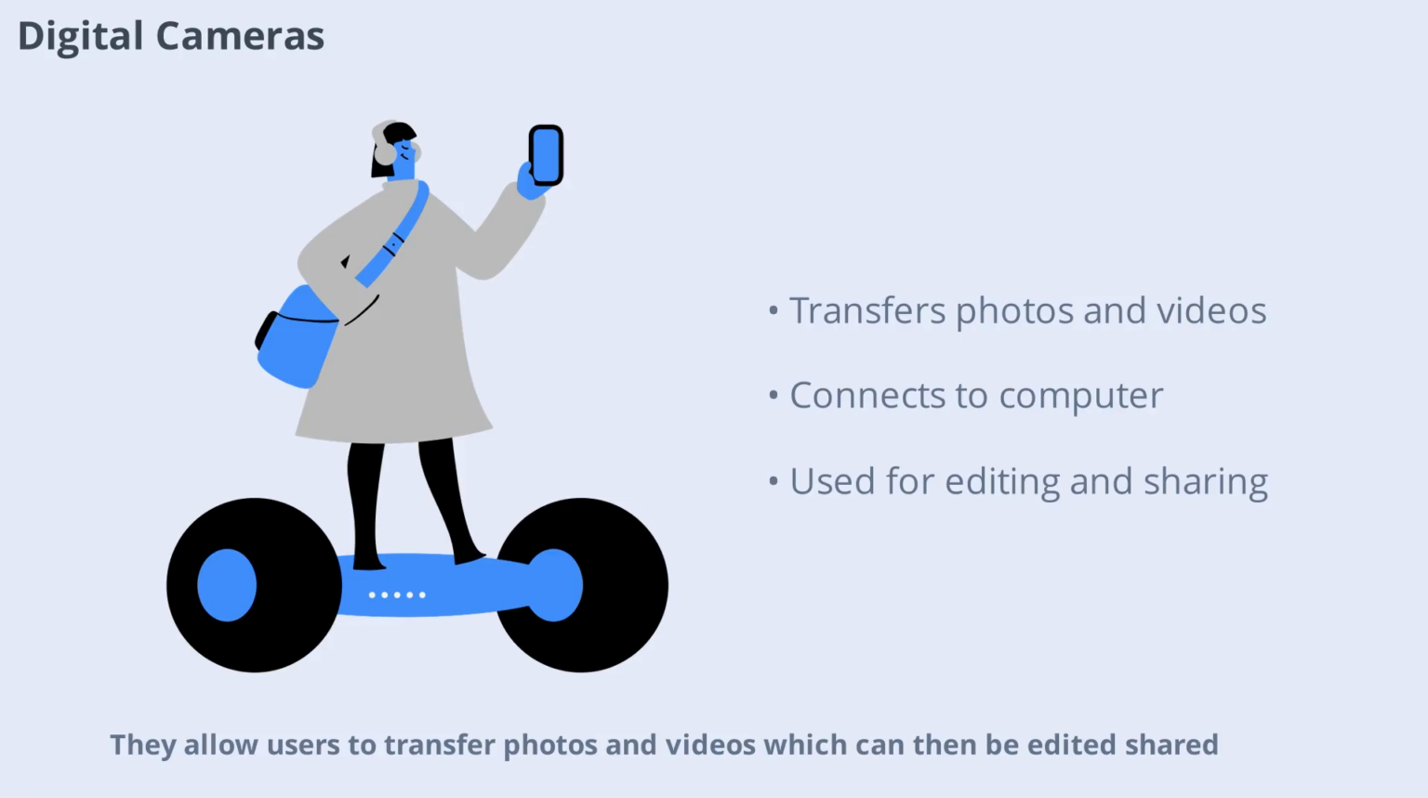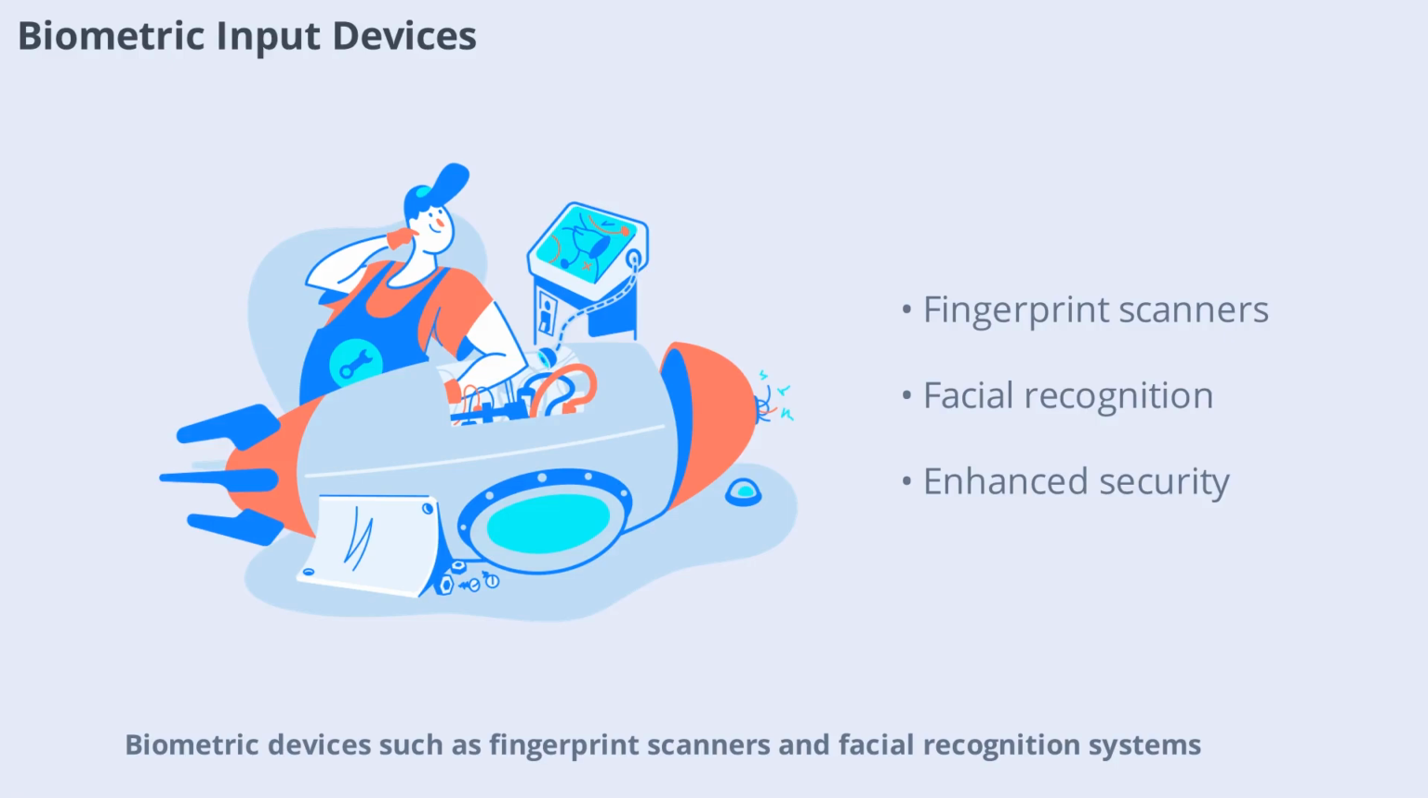They allow users to transfer photos and videos, which can then be edited, shared, or stored. This makes digital cameras a valuable tool for both personal and professional use. Biometric devices such as fingerprint scanners and facial recognition systems use unique physical traits to identify users.